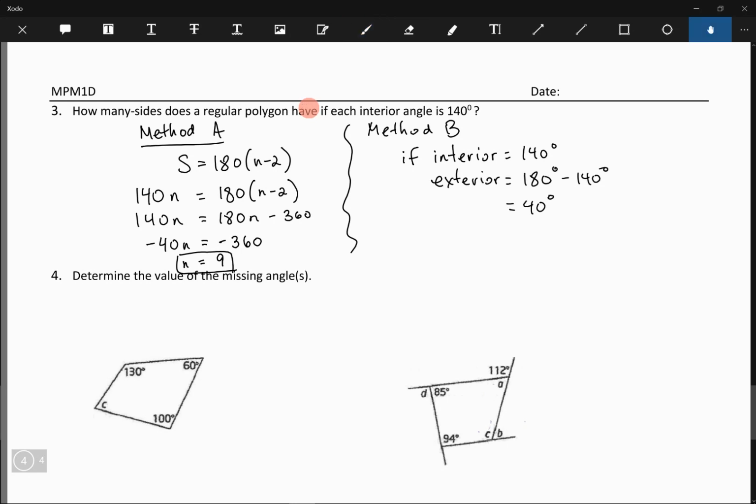Okay. So if the exterior angle is 40 degrees, and I know the total of the exterior angles for any polygon is 360 degrees, I can find the number of sides by saying, well, 40 degrees times the number of sides n has to equal 360 degrees. So what does n have to be? Well, if I divide both sides by 40, I'll get my answer. And we already know the answer, n is equal to 9. 360 divided by 40 is equal to 9.